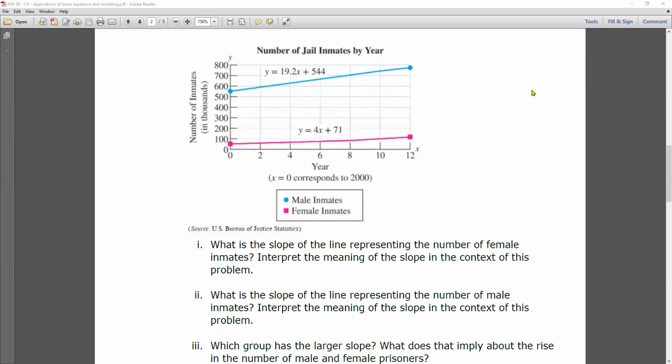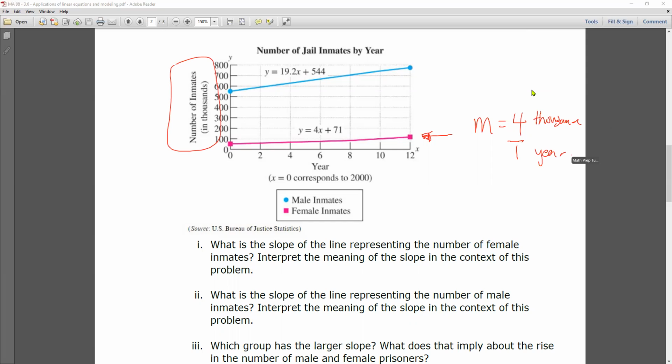All right, so let's take a look at part one. What is the slope of the line representing the number of female inmates? So notice female inmates is the reddish, pinkish line there. So the slope in this case is 4. And remember, just like the previous question, this is a story problem, so we need to make sure we attach some labels to it, so we can have some context. So 4 you can write as 4 over 1, and again that is 4,000 over 1 year.